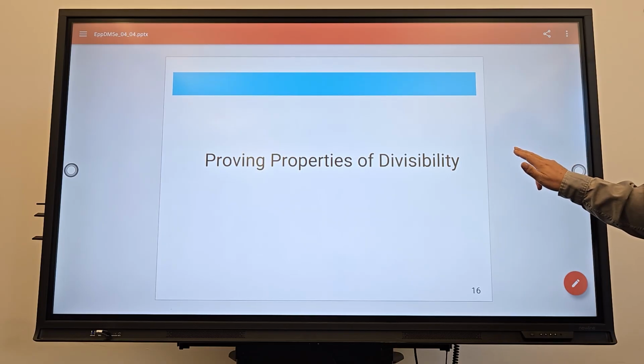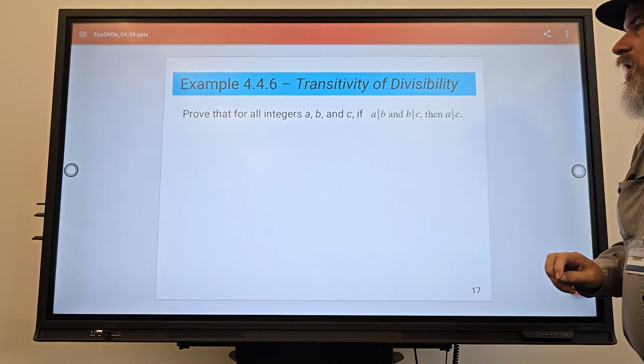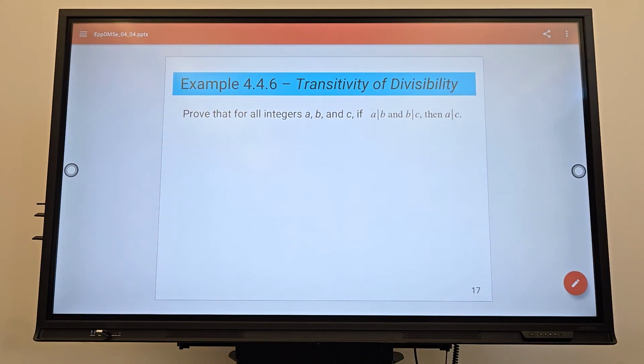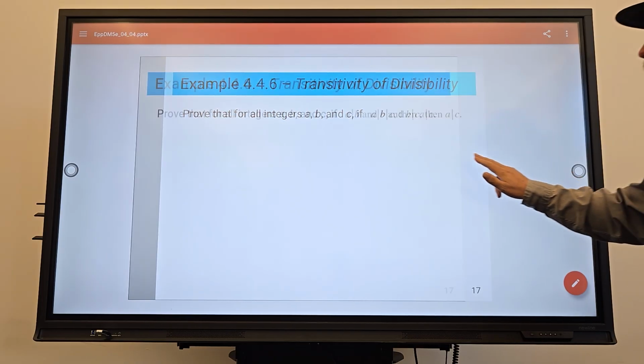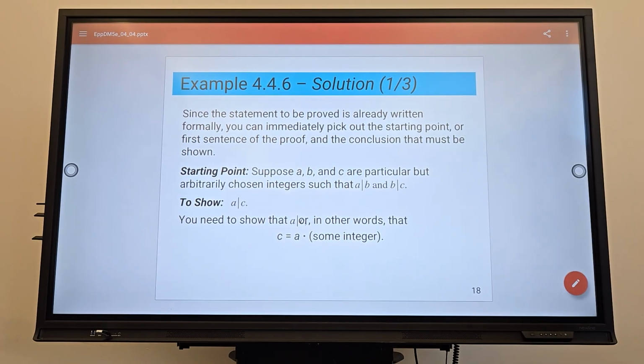Proving properties of divisibility. Prove that for all integers a, b, and c, if a divides b and b divides c, then a divides c. This is the transitivity of divisibility. Since the statement to be proved is already written formally, you can immediately pick out the starting point, and the conclusion must be shown.